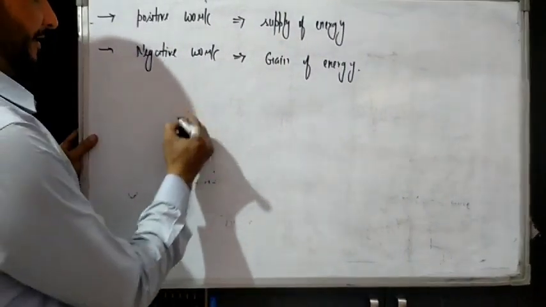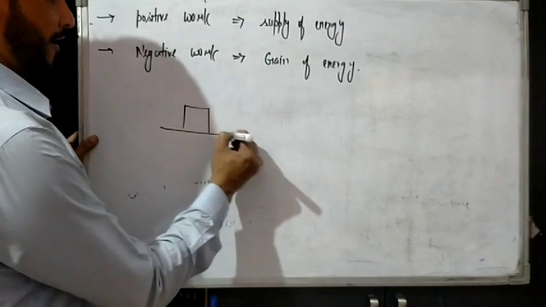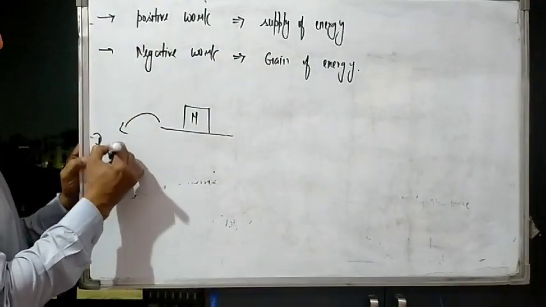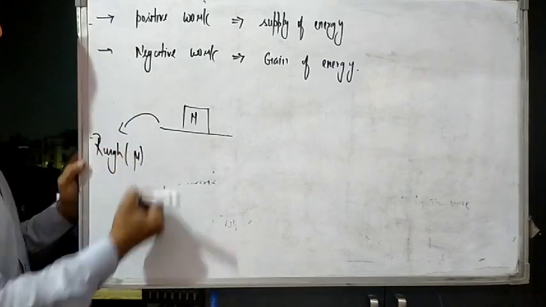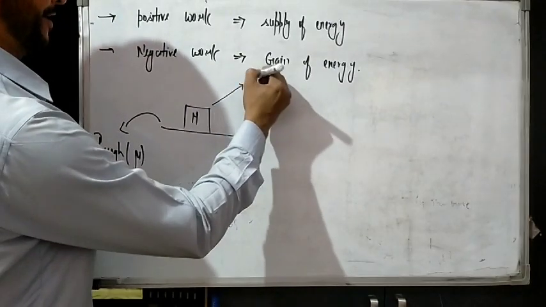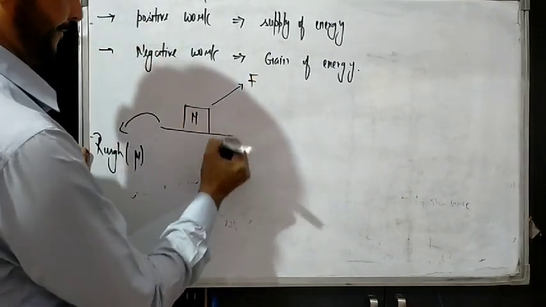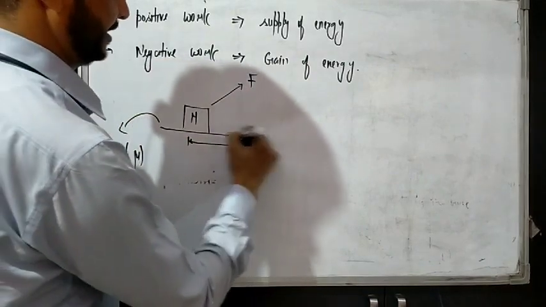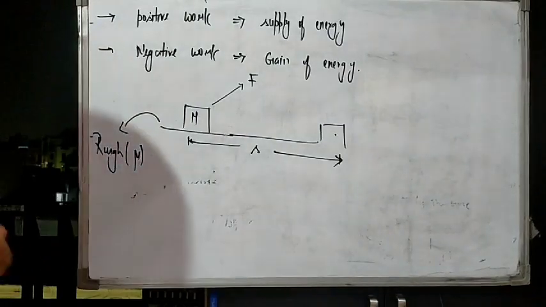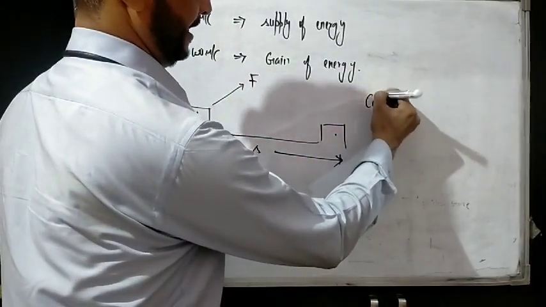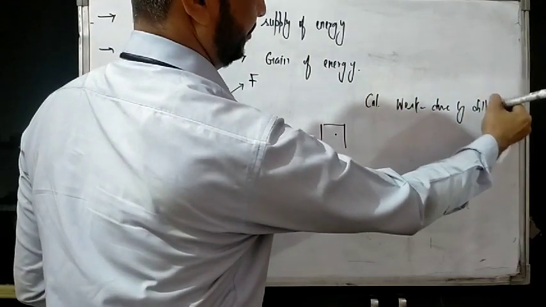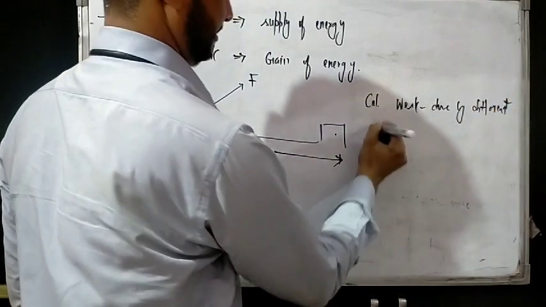Before proceeding further, consider a block of mass m kept on a rough surface. Obviously there will be friction. Suppose that due to application of this force F, the block moves through a distance S. Now calculate the work done by the different forces.